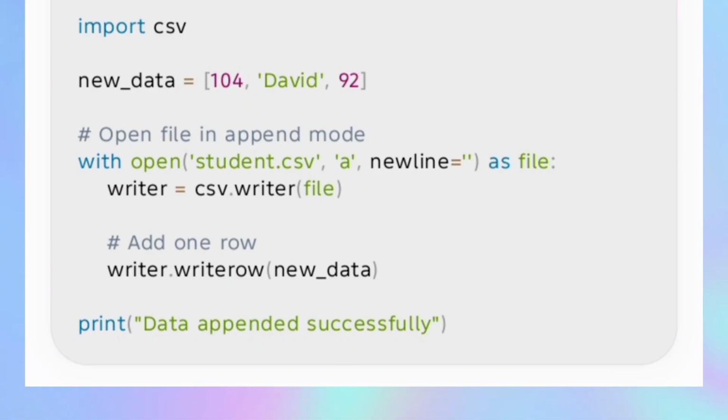Let's see the output. My assumption: the existing data is the three rows of values, and we are going to insert another row: id 104, name David, marks 92. Let's see the output.